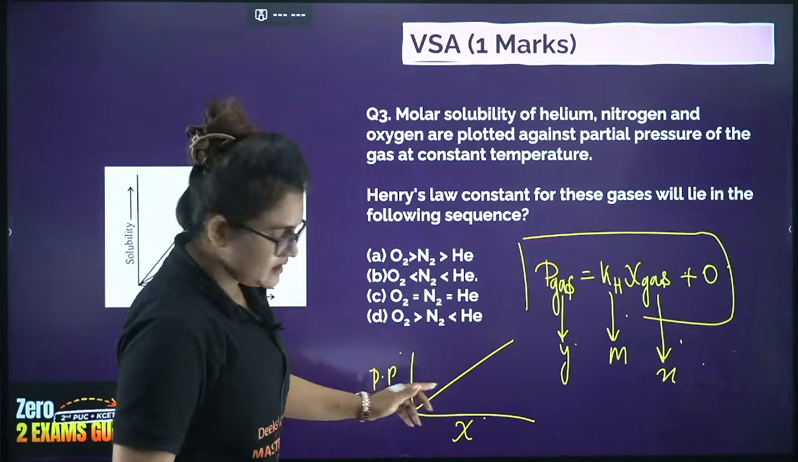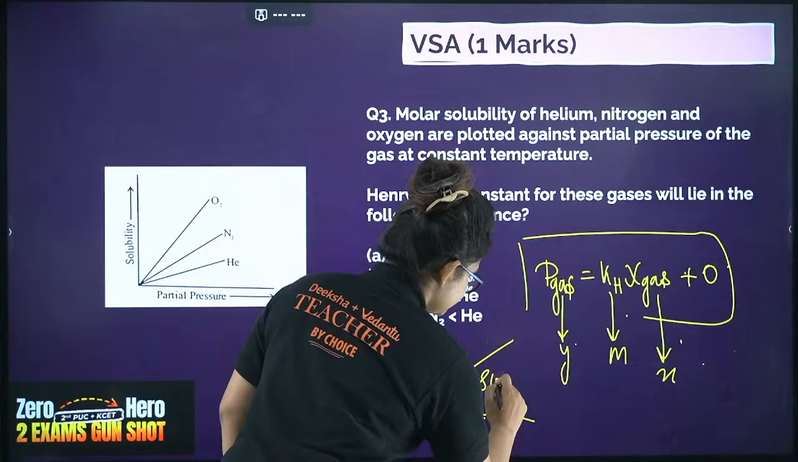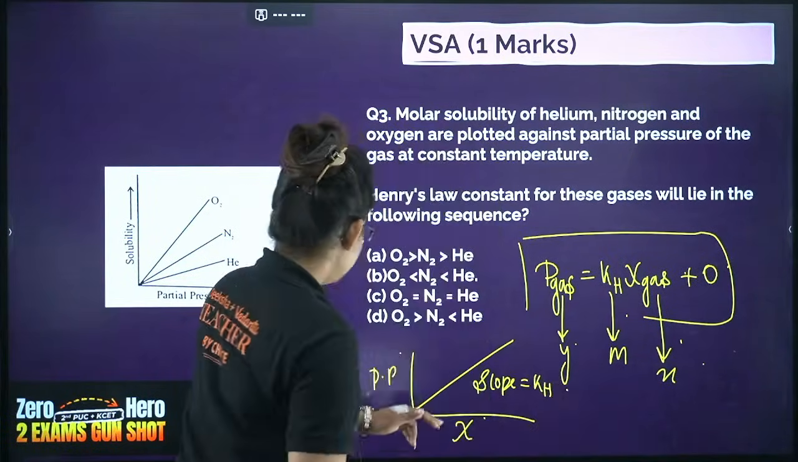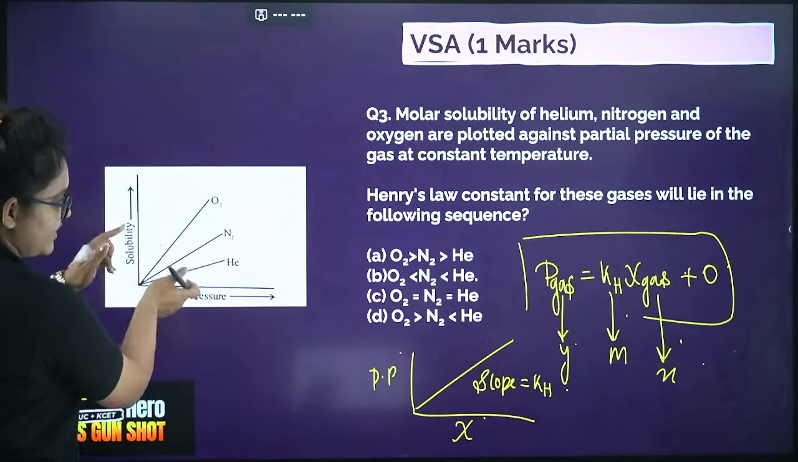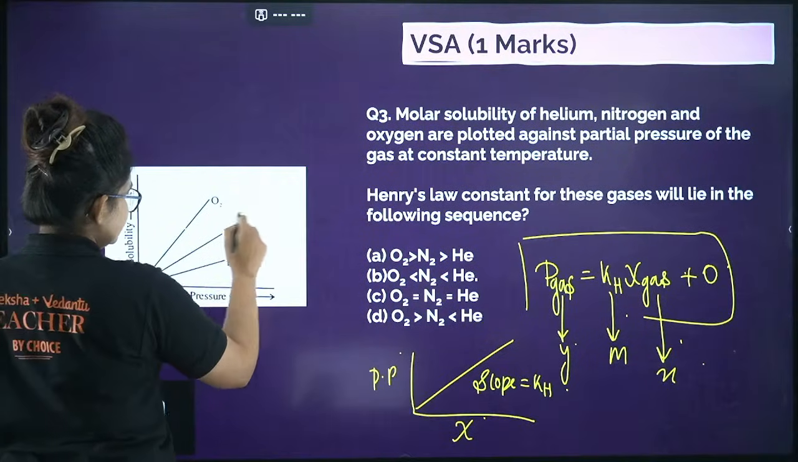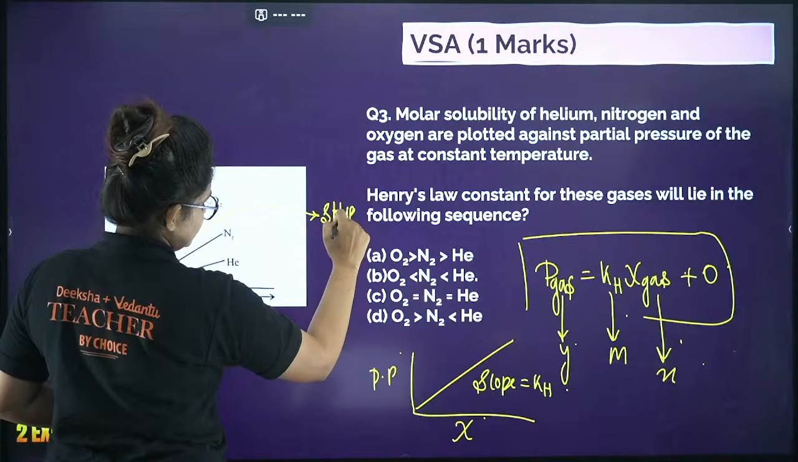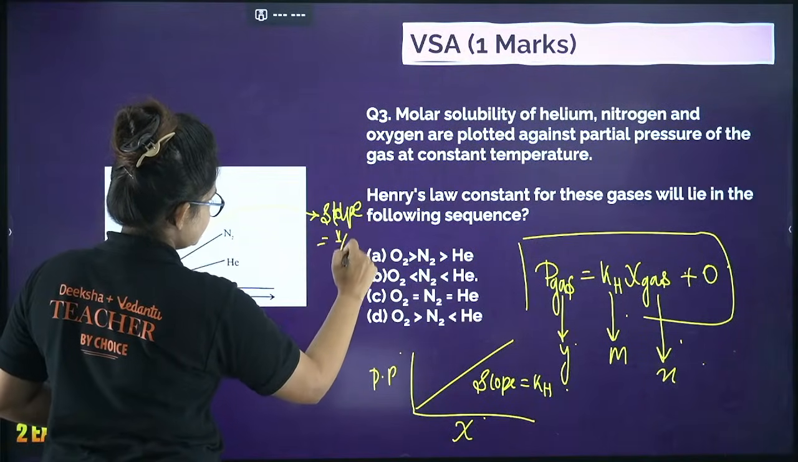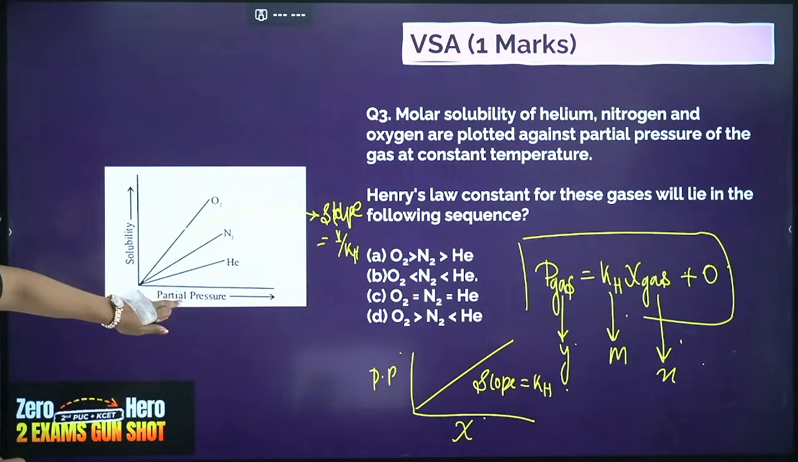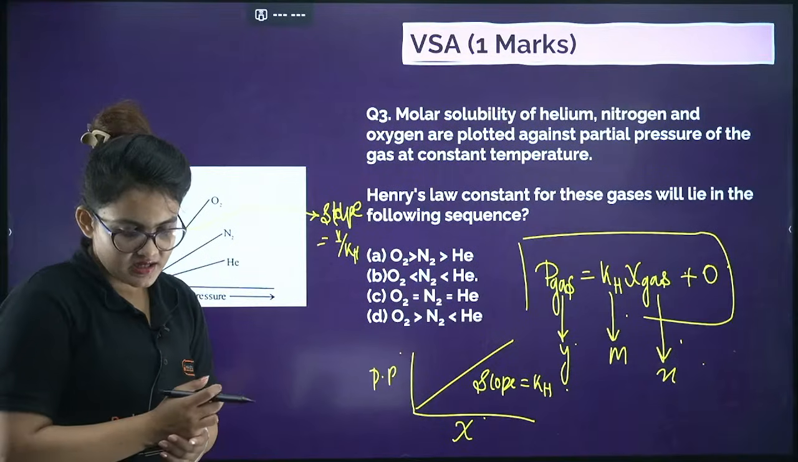Okay, and here in this particular case, the slope will be KH. But here you can see that solubility and partial pressure are actually interchanged. So for this case, my slope will be 1 by KH, right? Because the axes are interchanged.